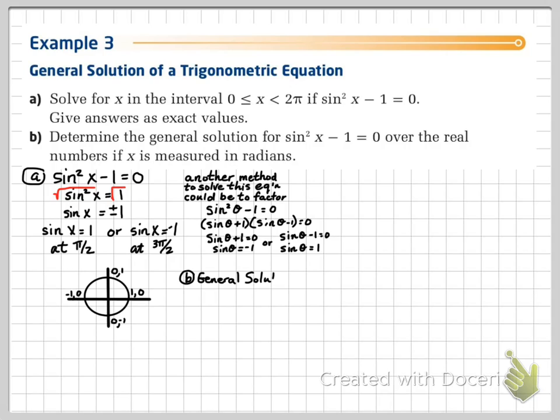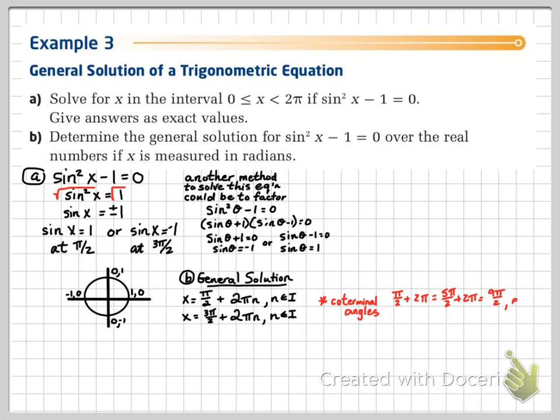Now, for part B, we need to find a general solution. What this means is that you have to think of coterminal angles. If one of our solutions is at pi over 2, every time you go around the unit circle, you're going to land back on the same spot. The first would be pi over 2. The next one would be 5 pi over 2. The next one would be 9 pi over 2 as you move around and around the circle. So if you think of coterminal angles, that's what you need to show.